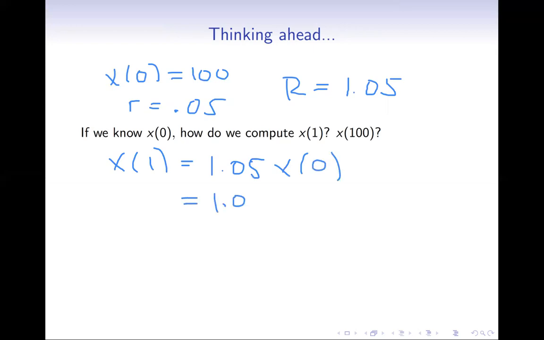And we know what x of 0 is. So we plug in 100, multiply it by that capital R, and we get 105. That's not too bad.